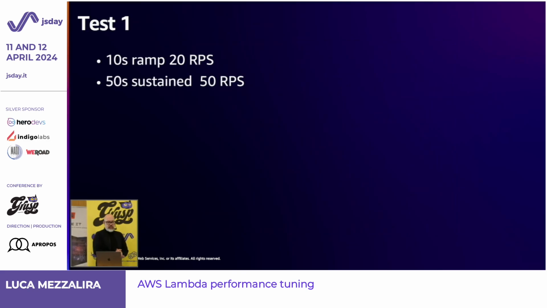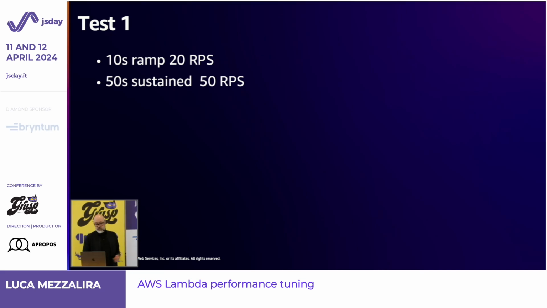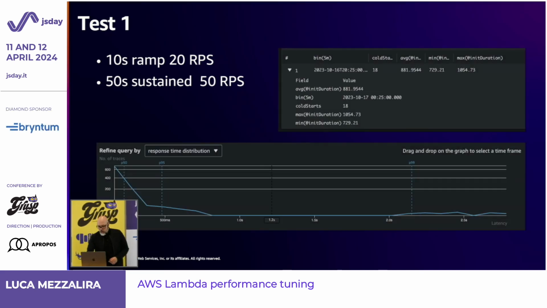OK, so first test. We did, in 10 seconds, a ramp to 20 requests per second, so from 0 to 20 requests per second. OK, so we're starting to ramp up. And then we started to hammer it up to 50 requests per second. That's what we have done, basically. So there are a bunch of interesting things.